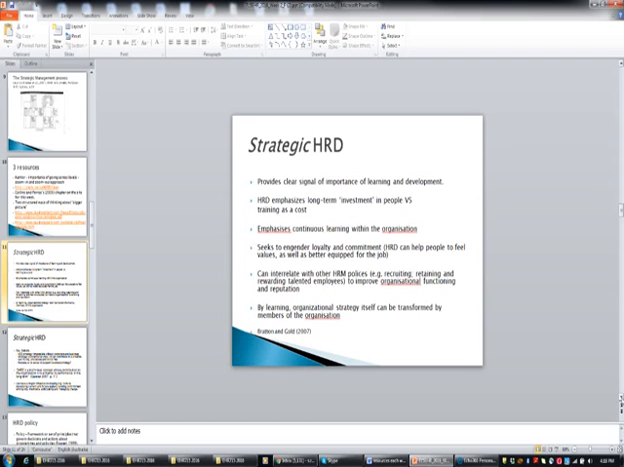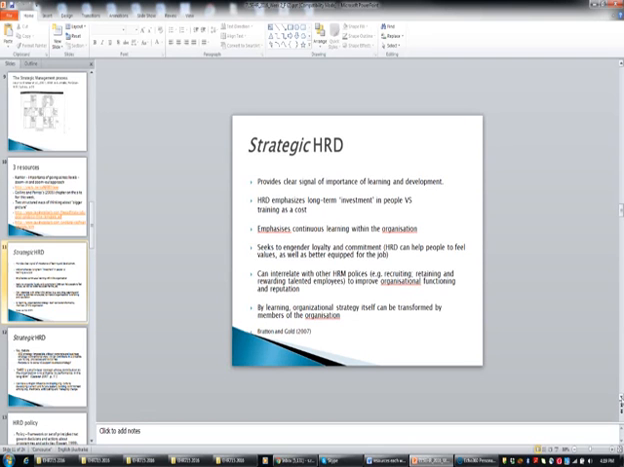So, strategic HRD provides a clear signal of the importance of learning and development, hopefully. HRD emphasises the investment in people versus training as a cost. So we would argue that HRD programs, training programs, yes, they have a cost, but they are investing in people and they're investing in the organisation, and they highlight the idea of continuous learning. Also, HRD can really engender loyalty and commitment. So if an organisation is open and prepared and wanting to have learning within its organisation, it can make a person feel more valued in that organisation and better equipped for the job, more competent. So if you feel competent, that increases your positive regard for yourself and the organisation.